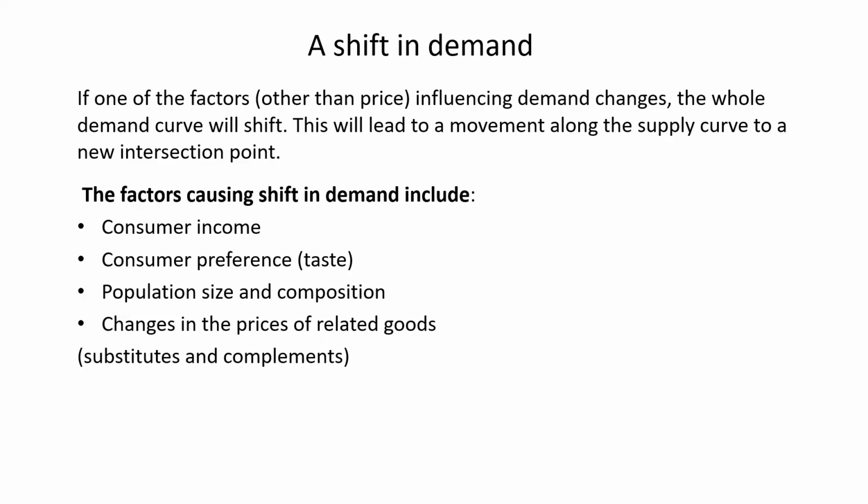Then also population size and composition, meaning there's only so many people in the country. If something happens and our population decreases or increases, there could be a shortage or a surplus of something to be sold. So again, if there's fewer people, fewer things will be sold, there'll be less demand. If there's more people, there'll be a higher demand.